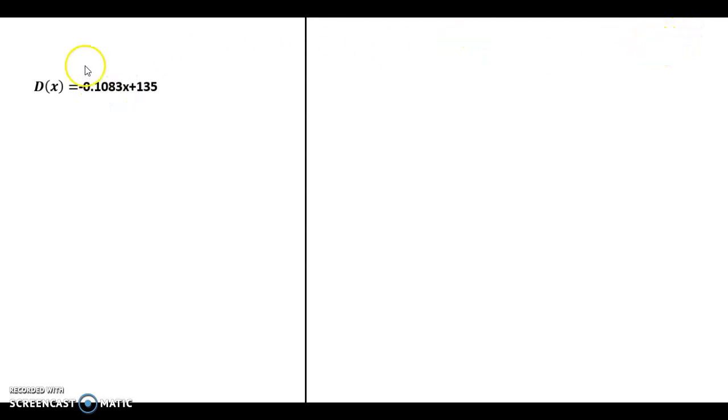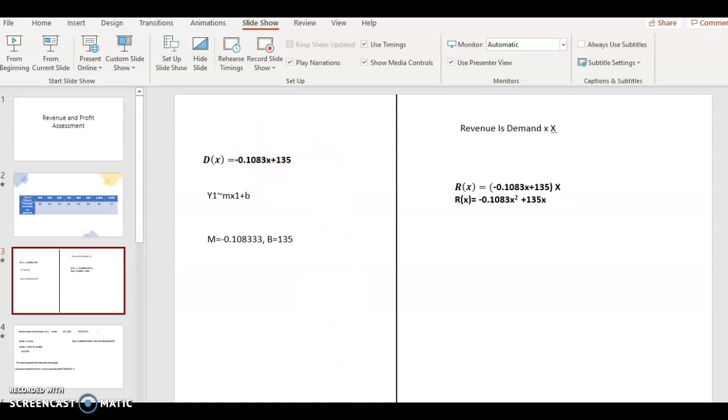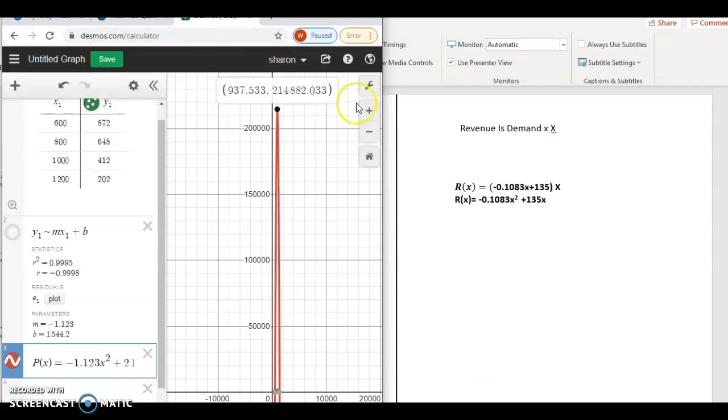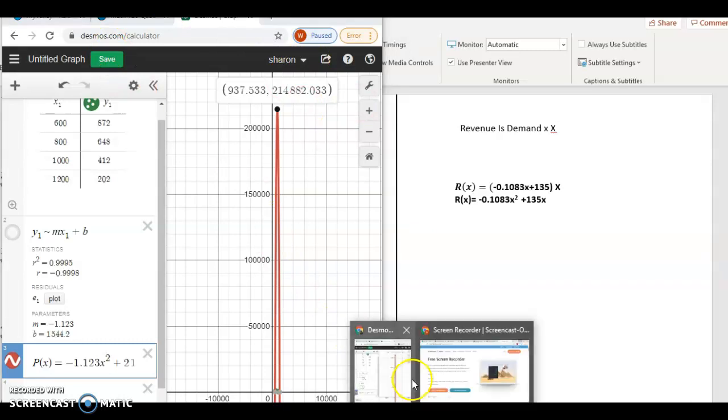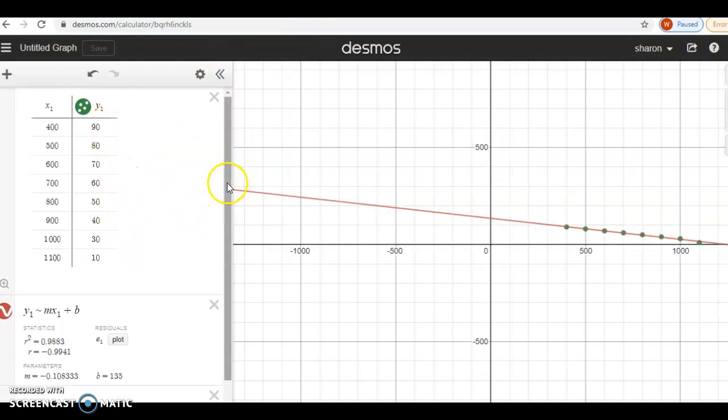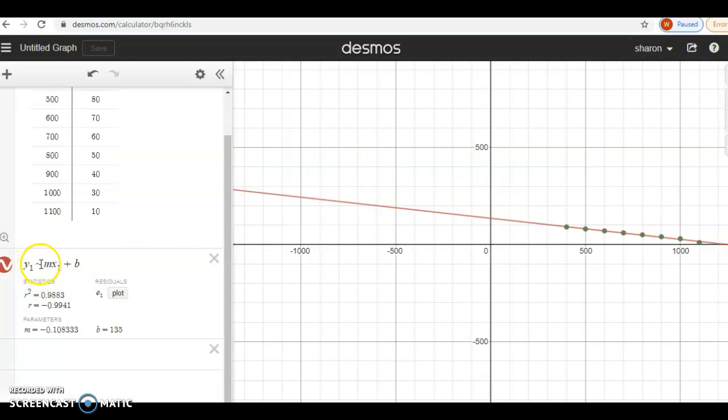I got negative 0.0183x plus 135, and that's because I plotted my graph as you can see right here, and I got my numbers after I put y1 tilde mx1 plus b, and then I got the m right here, negative 0.1083, and then b is 135.